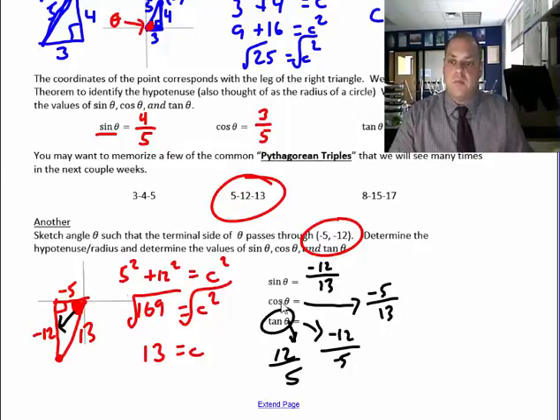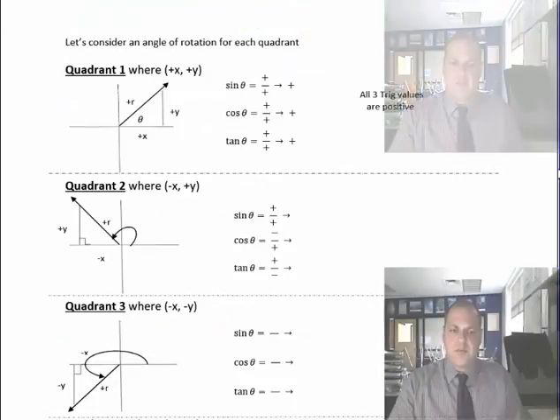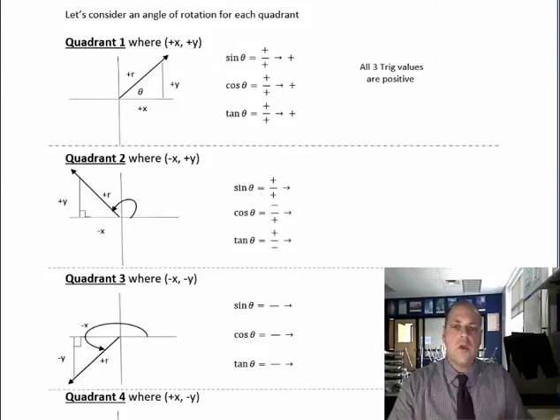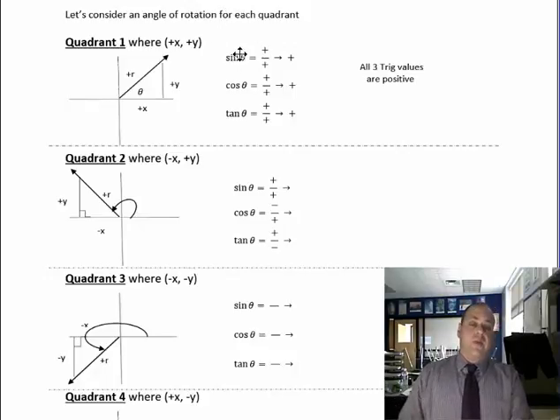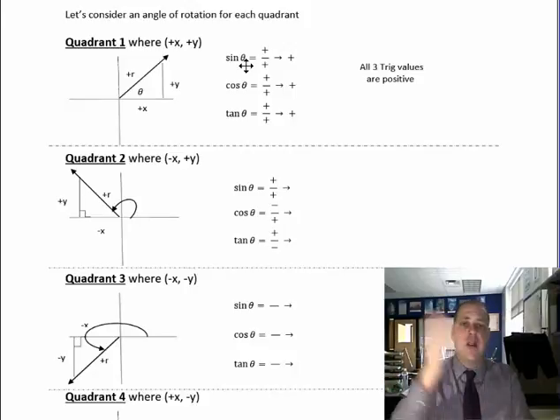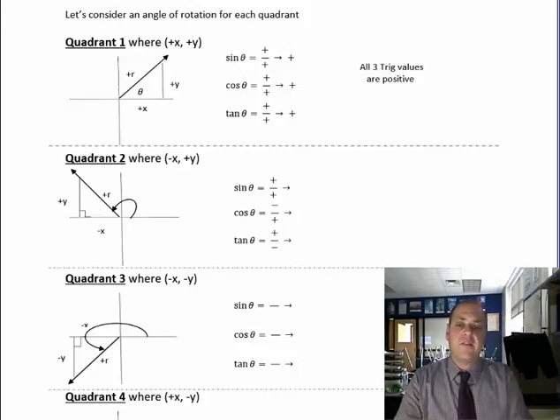All right, moving on. We'll fly through this page pretty quickly. So quadrant 1. We want to consider an angle of rotation for each quadrant, because we may have a quadrant 1 angle, a quadrant 2, quadrant 3, quadrant 4. We talked about different quadrant angles in our last lesson.